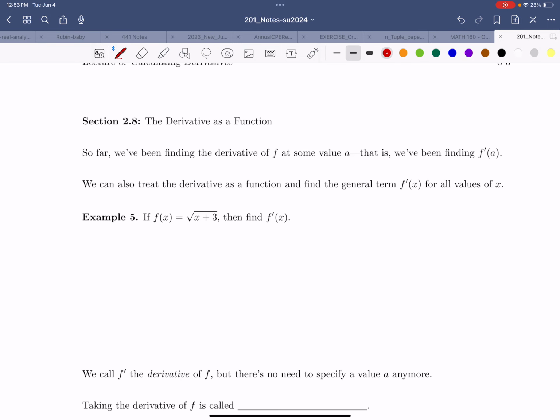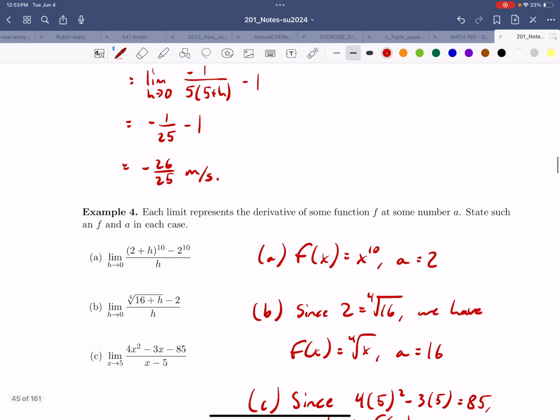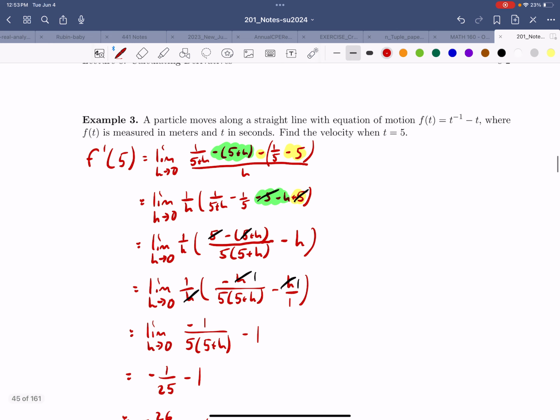Now we're moving on to section 2.8. We've been taking derivatives of functions at a point, right? Find the instantaneous velocity at t equals 5. But what if I said, oh, shoot, I meant t equals 6. Actually, I need 7, 8, and 9. I actually need it in general. I don't want to have to do this process every time.